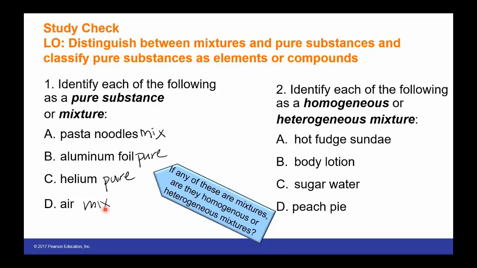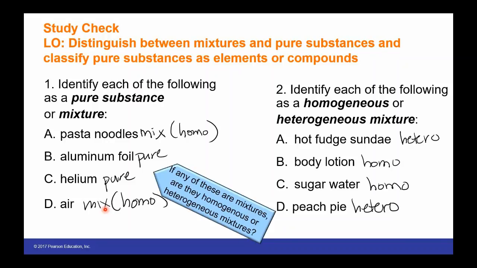Okay, a hot fudge sundae. Well, we can see all of the component parts, so it's a heterogeneous mixture. What about body lotion? It's a homogeneous mixture. We don't see any of the components that are in that lotion. We just see the color and plain simple lotion in the bottle. What about sugar water? It's also a homogeneous mixture because we can't see the different components. What about peach pie? Yep, you slice it up and you see the peaches, you see the crust, you see the juice, so it's a heterogeneous mixture.